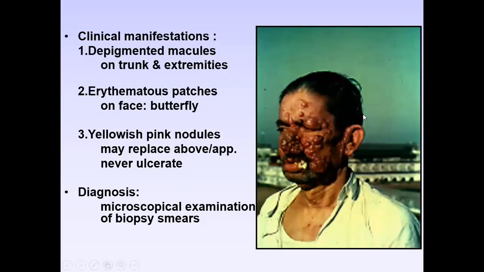So this is the clinical picture. These sort of nodules develop on the whole of the body in a patient who has recovered from Kala-Azar. And these nodules are depigmented, that is, the color is lighter as compared to the color of the skin, and they are present on the trunk and the extremities as well as the face. They can be accompanied by erythematous patches on the face, giving it a butterfly sort of configuration.